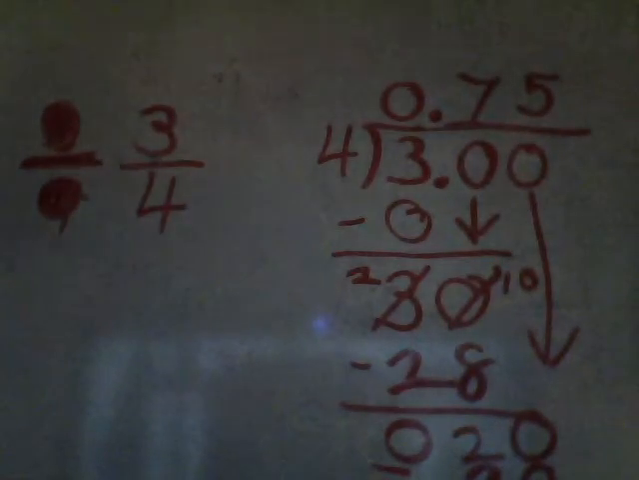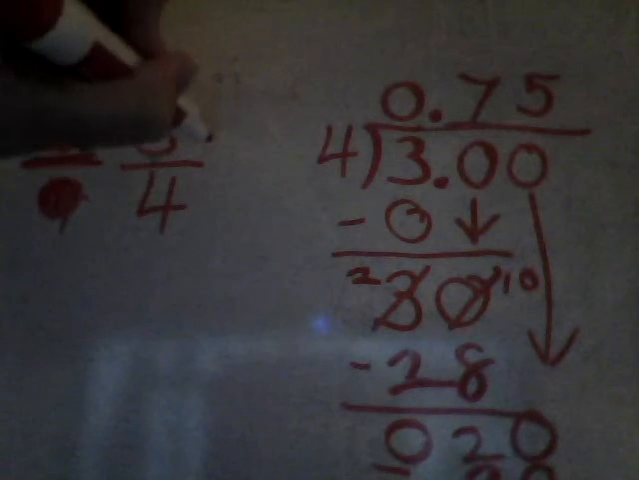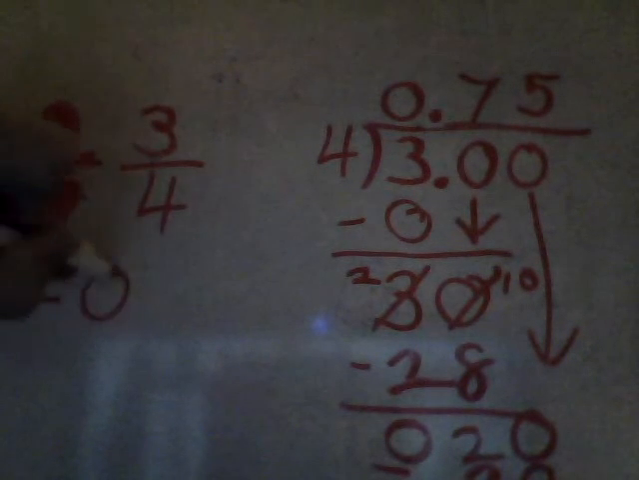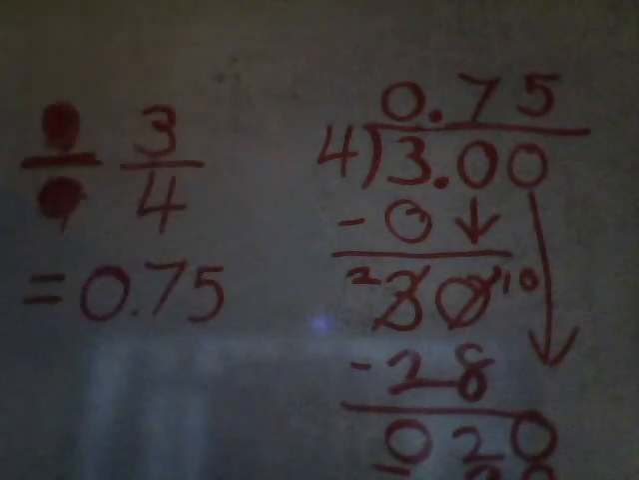So our answer that we're left with is 0.75. So 3/4, or 3 over 4, is equal to 0.75. Okay?